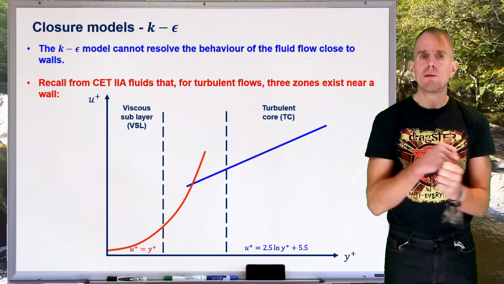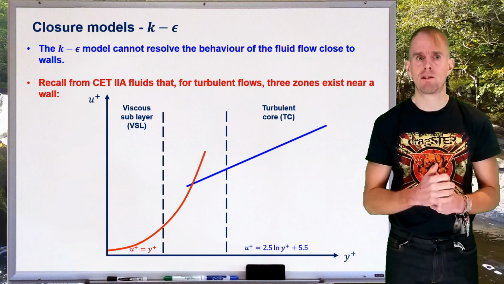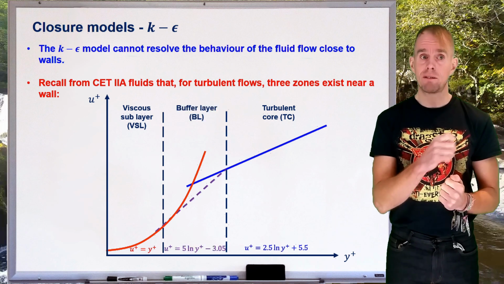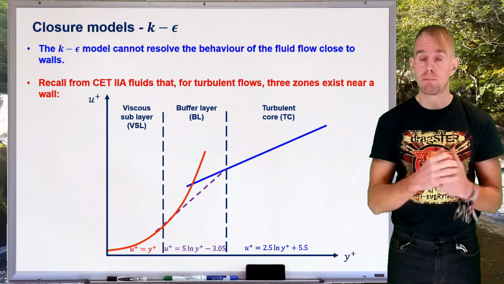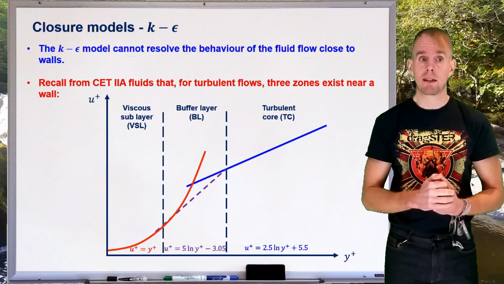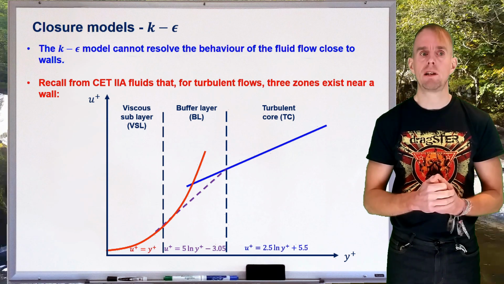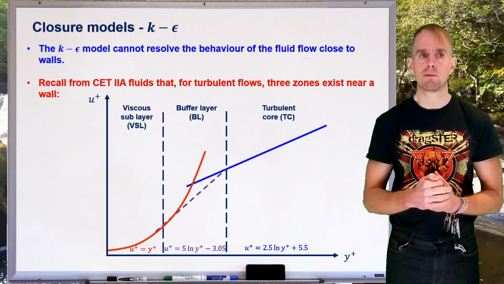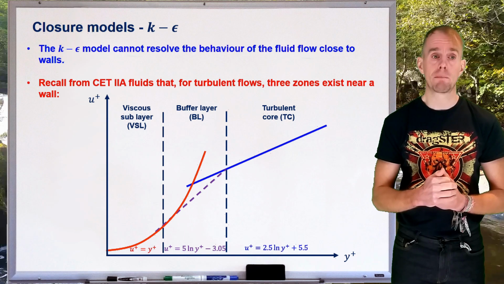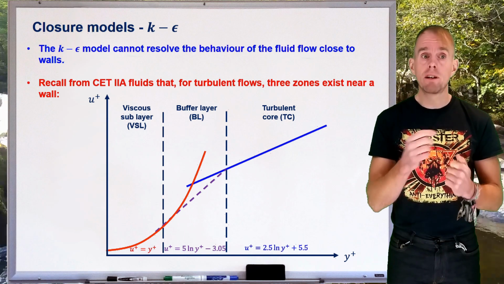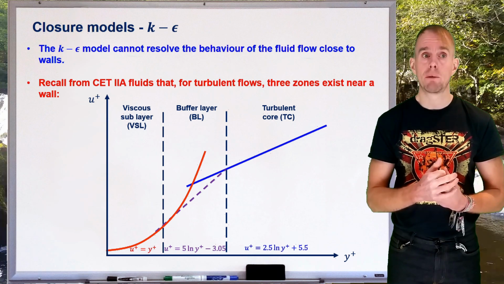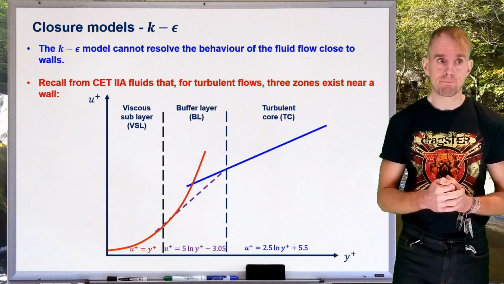But we need to join these two things together to somehow get rid of this discontinuity, and we introduce something called a buffer layer to do that. And we effectively try and draw a reasonable line of best fit between these two descriptions. And the line of best fit typically goes as u plus, non-dimensional velocity, is 5 log y plus minus 3.05. So hopefully that will ring a few bells for you from courses that you've sat in the past. The key message here is that there is behaviour going on at the wall that we need to capture in more detail than we can using k-epsilon.